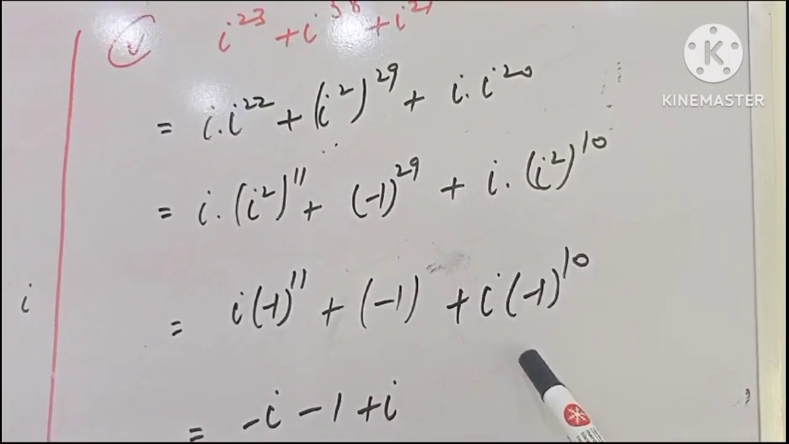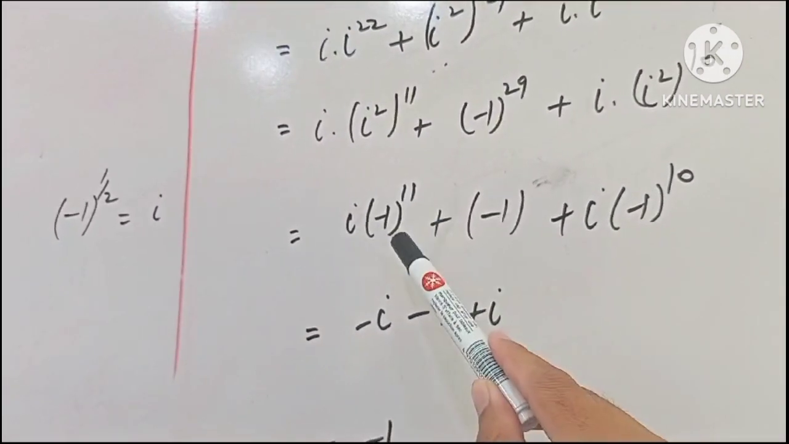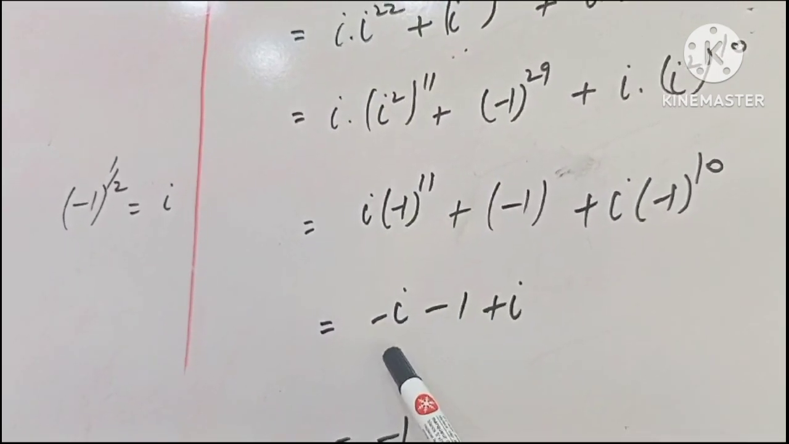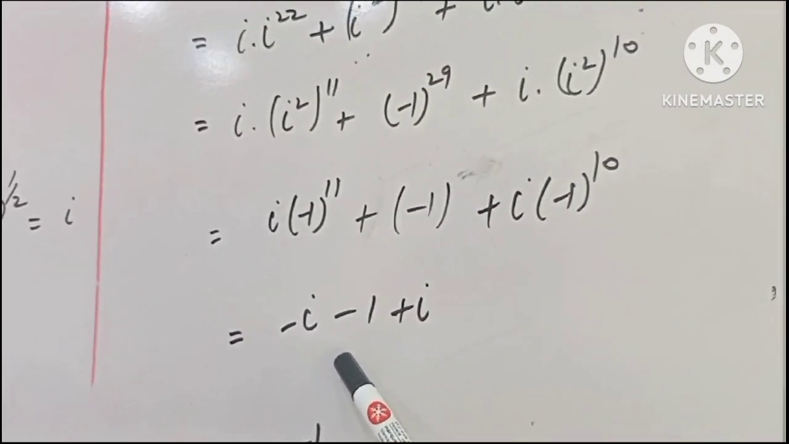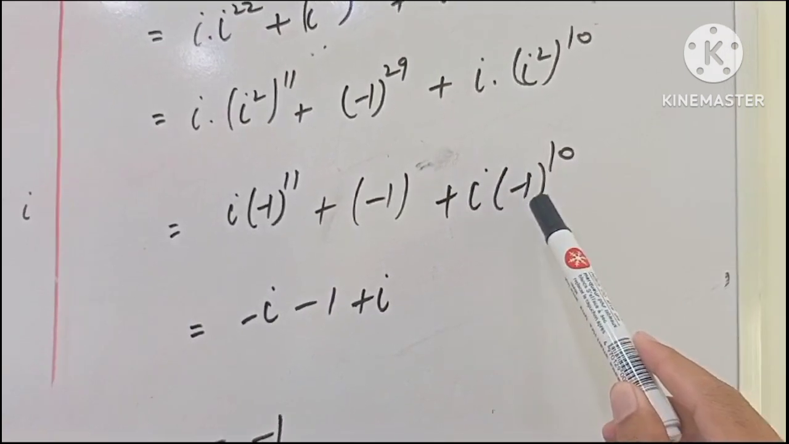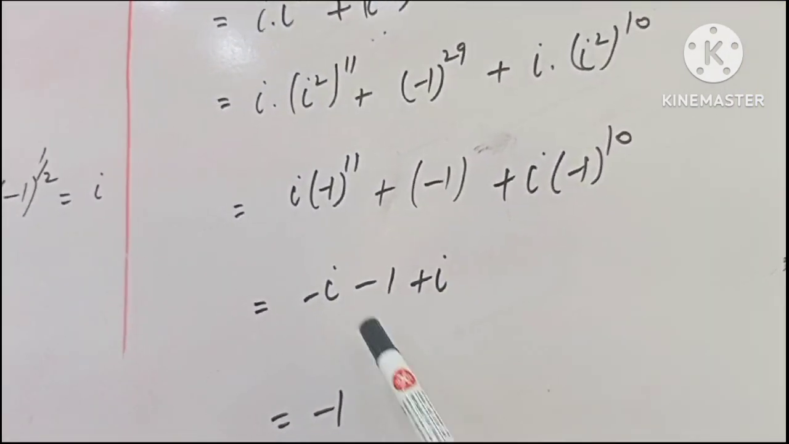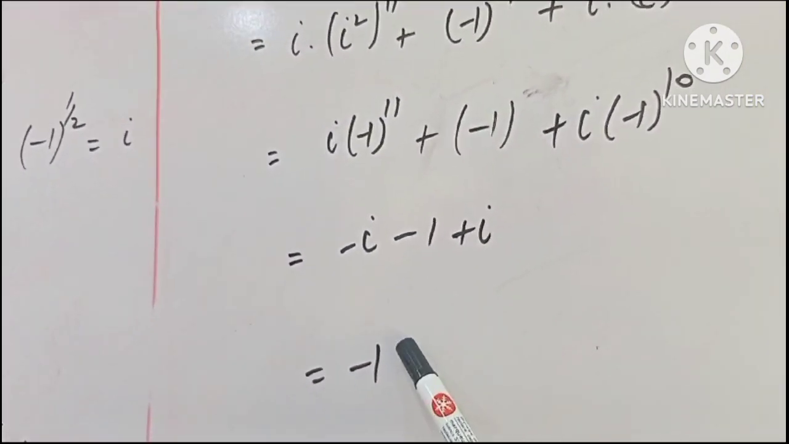Here putting the value of iota square. Now the power is odd, so the minus sign remains as such. Answer is minus iota. Minus plus minus, and here the power is even, so the minus sign is absorbed, plus iota. Plus iota, minus iota cancelled. Answer is minus 1. Thank you.